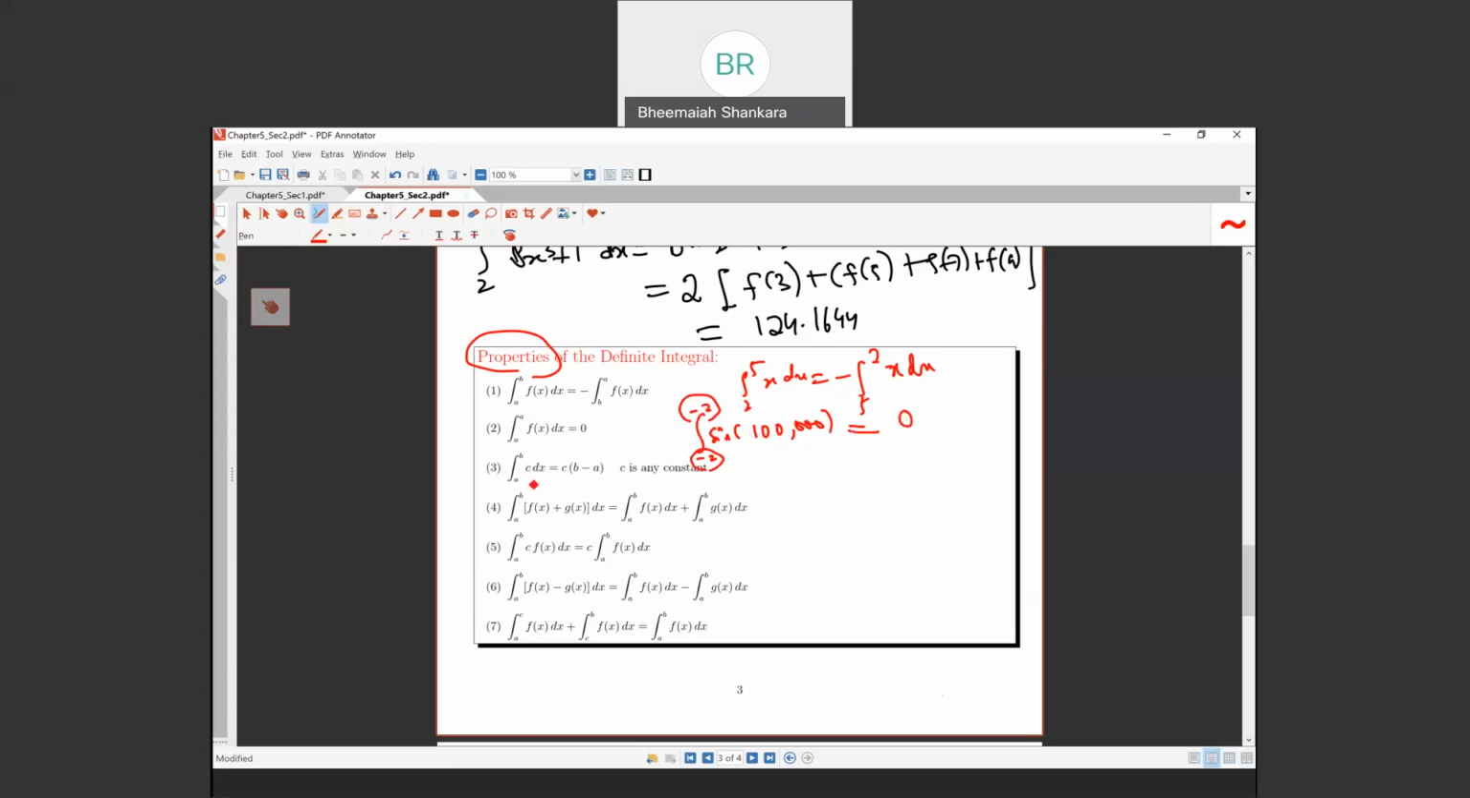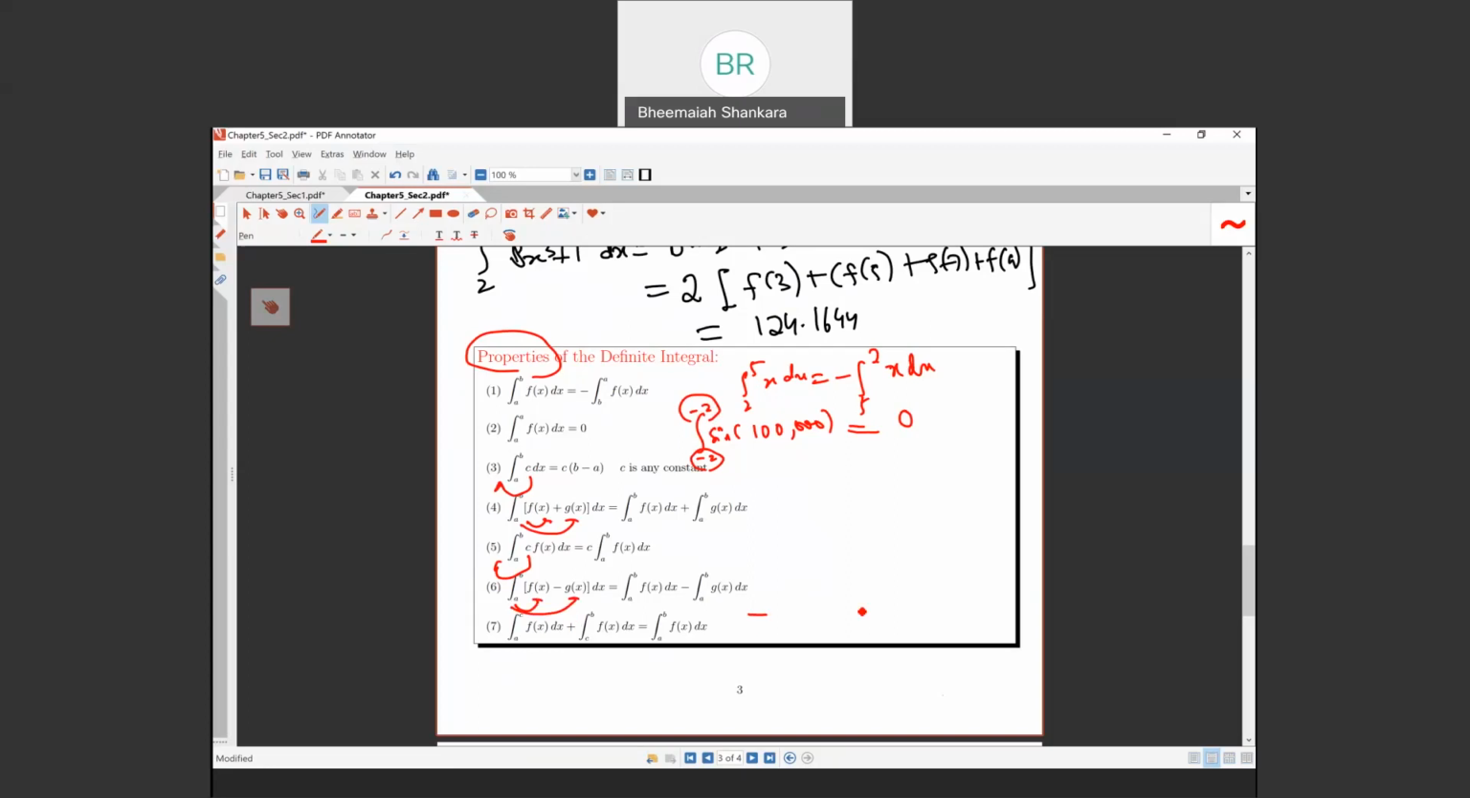Similarly, integration of a constant moves outside, it's c times b minus a. When you have integration of functional values, you have to distribute the integral to each of them. Constant moves outside. Distribute the integral to both of them.